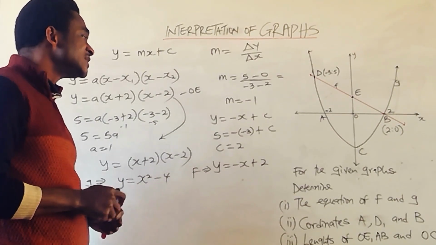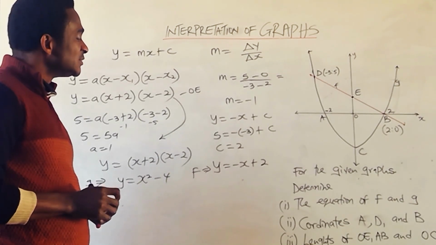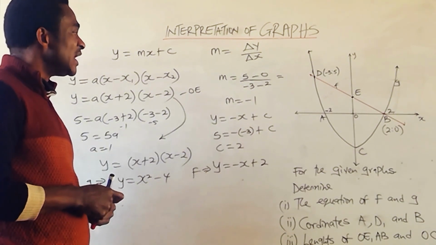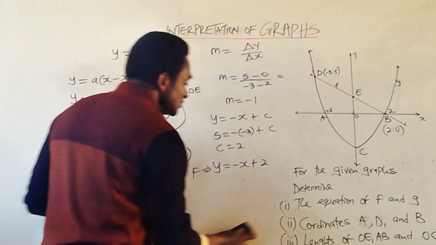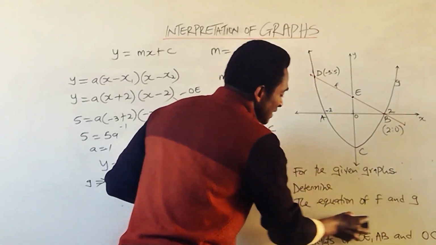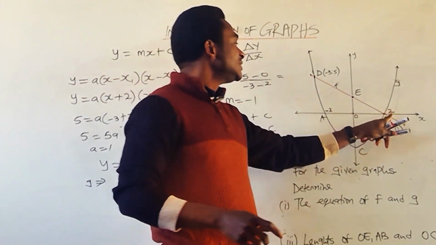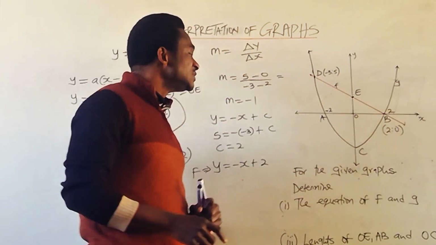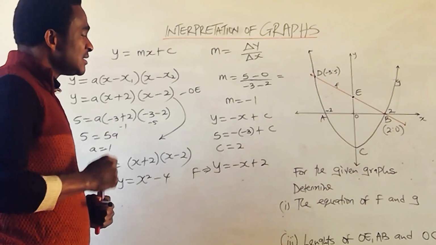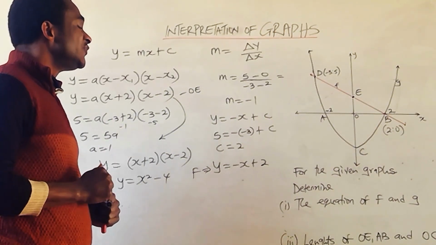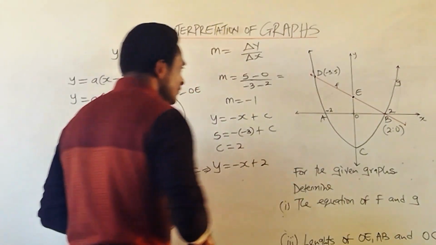Now the next question is asking us to get the coordinates of a, b, and d. So let's take this out, we'll come back to coordinates. What do they represent? In this case, our a and b represent the x-intercepts, our d is a point of intersection. And then we need the length of OE, the length of AB, and the length of OC. Let's start with OE.